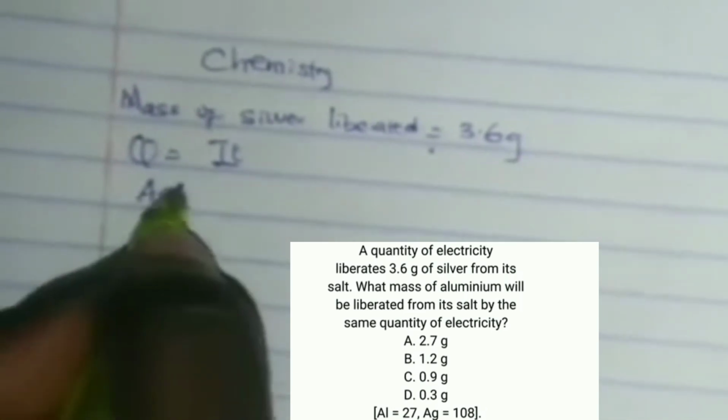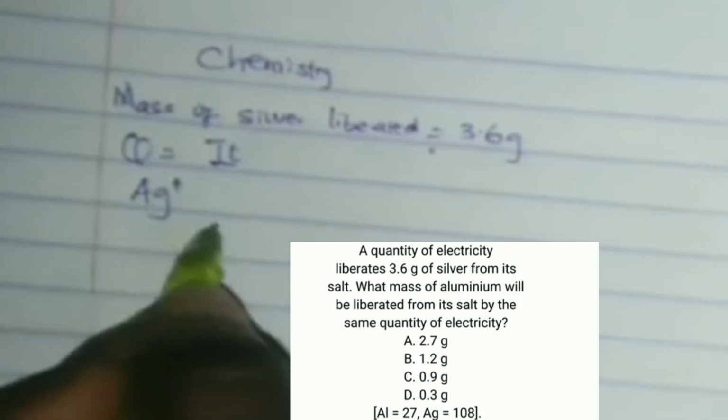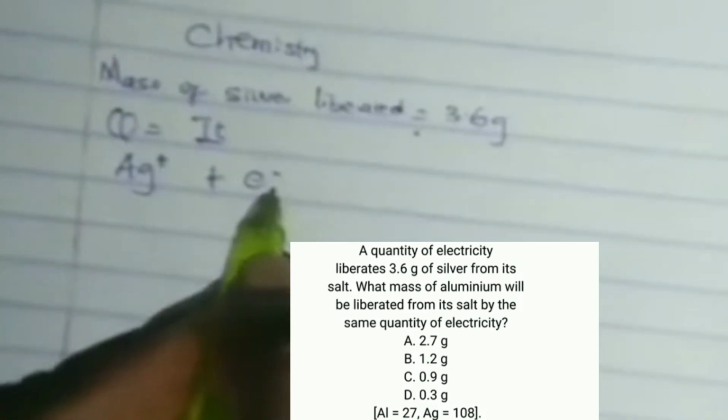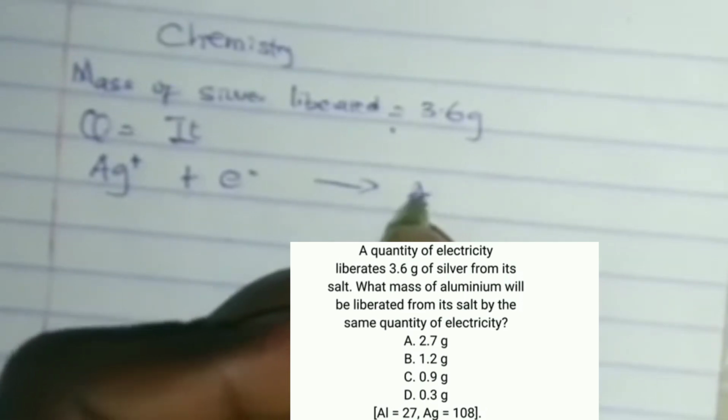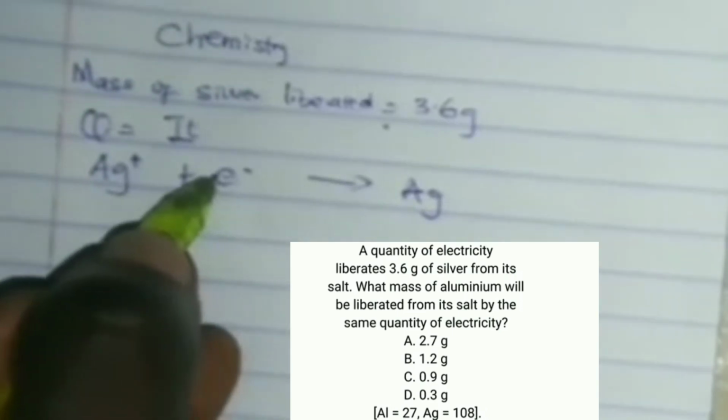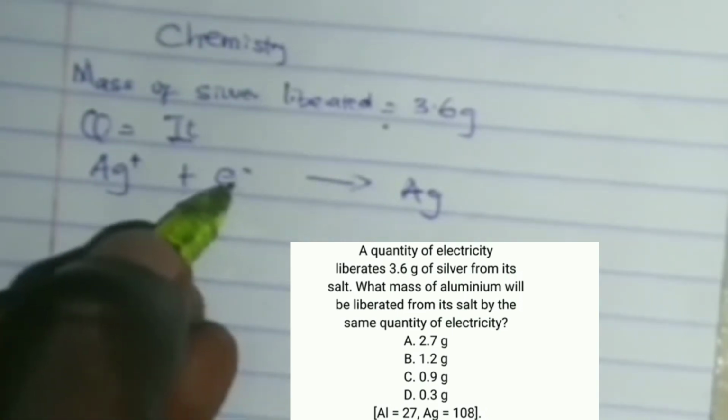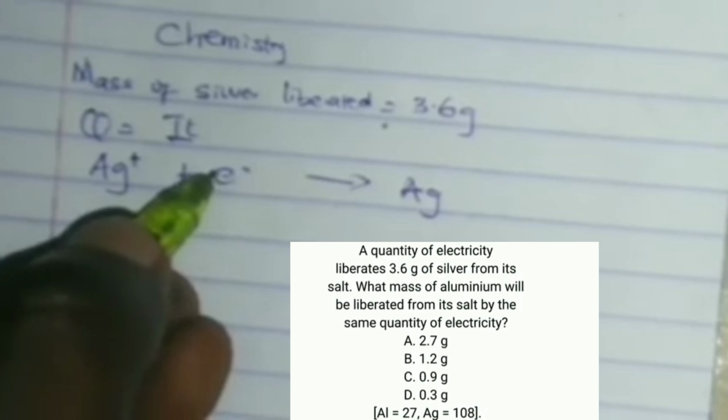Our silver ion migrating to the cathode will have to take up an electron to be reduced. The number of electrons it takes is equal to the charge it has, so that it will be reduced to its normal state. At this point we say that silver has been discharged. Now the number of electrons it gains equals what we call a Faraday.